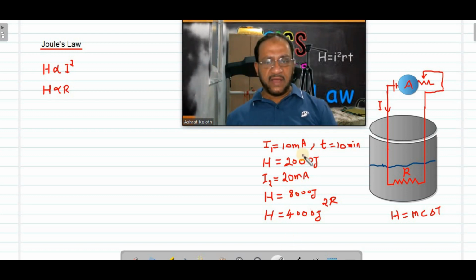Last step. Again we are going to the first case. First case means current is 10 milliampere, and the resistance is the same R. Resistance is the same R, current is 10 milliampere. But the time of flow, I am doubling. Before it was 10 minutes, now I am making it 20 minutes.